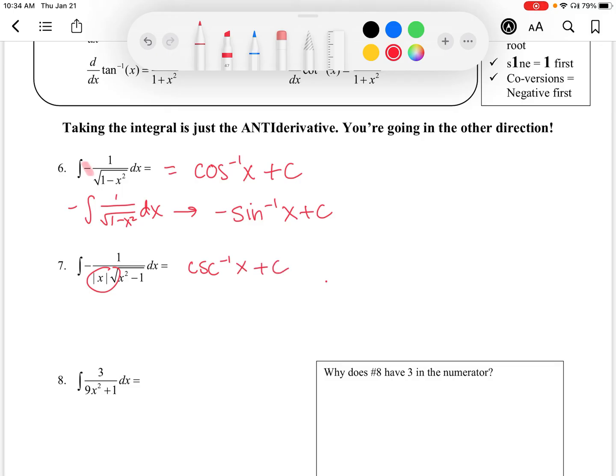Or we could do the same thing that we did on 6. We could take that negative out. So then it would be negative integral of 1 over the absolute value of x, square root of x squared minus 1 dx. And that would then give us our negative inverse secant of x. So it technically could be either of those answers.